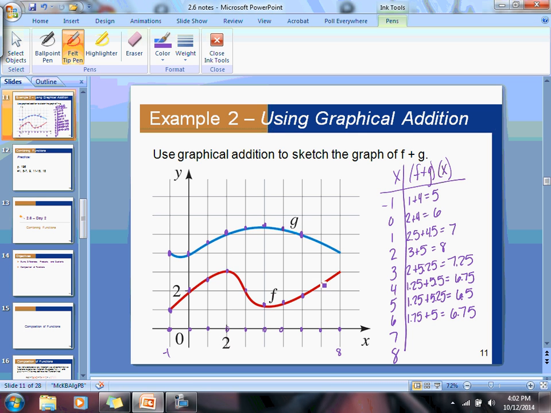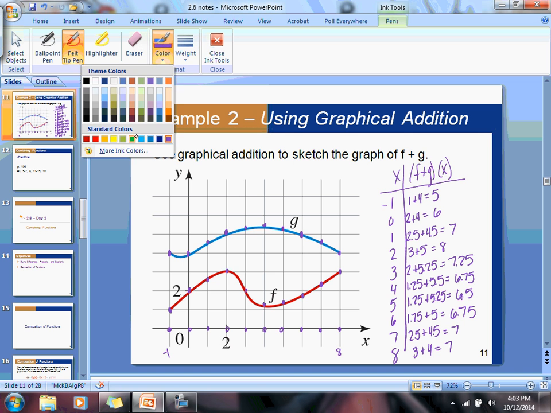And then for 7, I have 2.5 and 4.5. So 2.5 plus 4.5, that's going to get me 7. And then my last value for 8, that's good, these are whole numbers. I've got 3 and 4. So 3 plus 4 is going to give me 7. So then these are the points that I could graph.